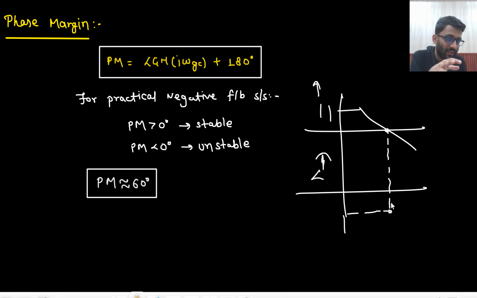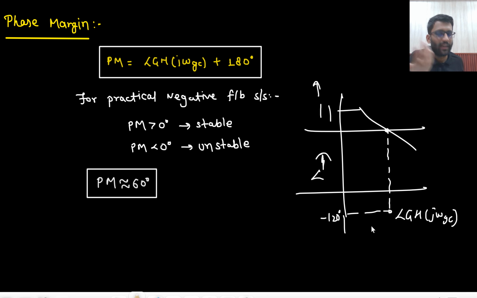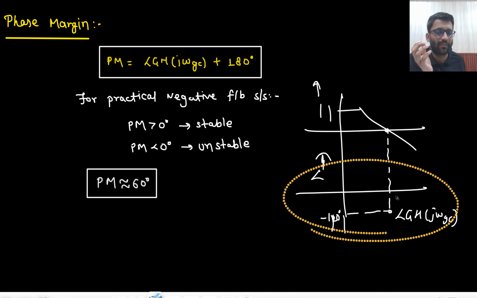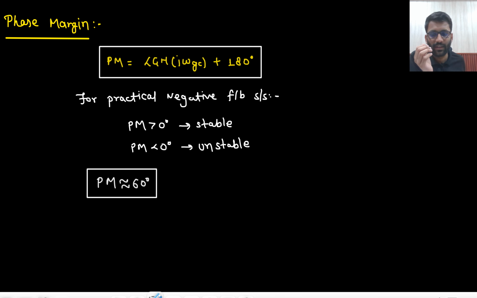So here when I am going to 0 dB, at that time this should be minus 120, at angle of GH at omega GC. So I will try to keep this. It depends on the requirement. If they say that you need a phase margin of 70 degree, that means you need to keep this accordingly. So you have to design the amplifier in that manner. I hope you have understood the complete analysis of stability. A good question may come up in your examination from this particular topic. Okay then, thank you very much.